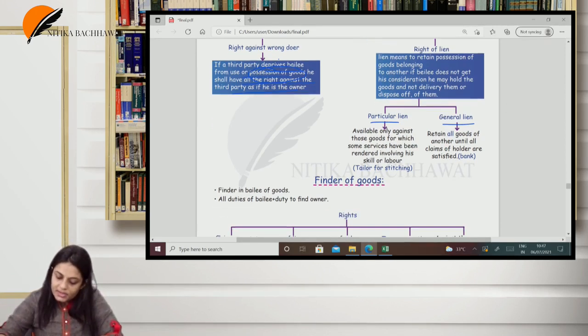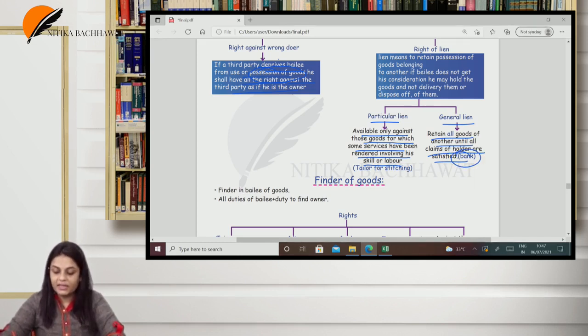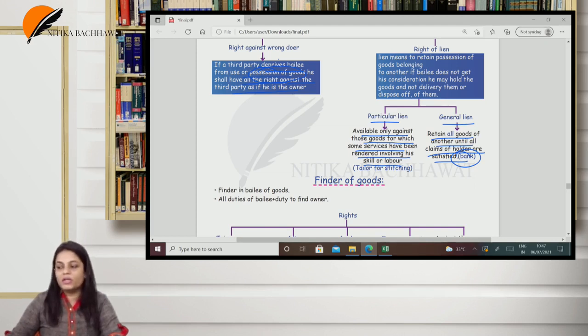So what is a particular lien? It is available only against those goods for which some services have been rendered involving his skill or labor. General lien is to retain all the goods of another until all claims of the holder are satisfied, as I said in the case of a bank. I hope it's clear to everyone. Yes, can we move on to the next part now?